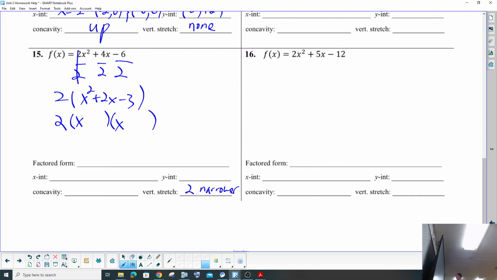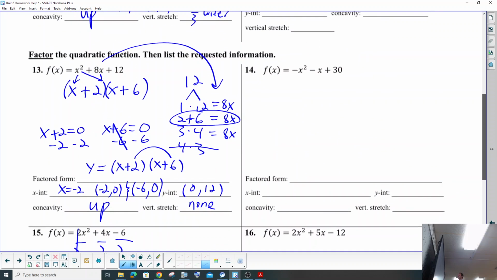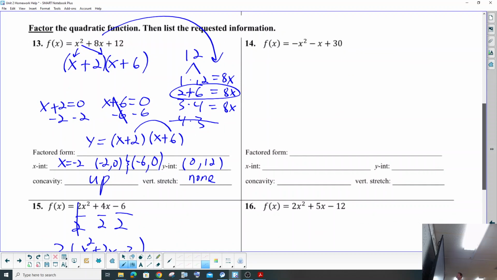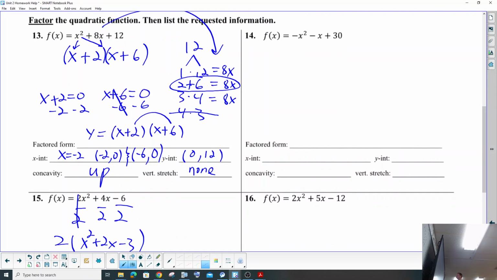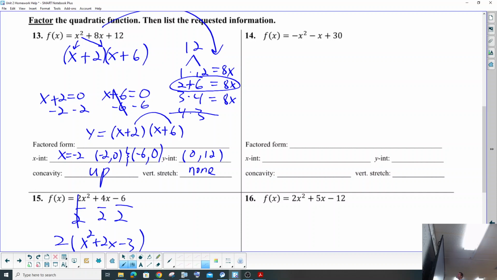Watch out for number 14. Because number 14 is going down. So I guess you could say a vertical stretch. Not really. Here, let me just take a look for a second, because I was worried about that one. Yeah, I was worried about number 14. So we don't have a vertical stretch, but we are going down because of the negative. But still, go ahead and factor that guy. That's going to be a little tricky, isn't it? Because of the negative, I didn't think about that.